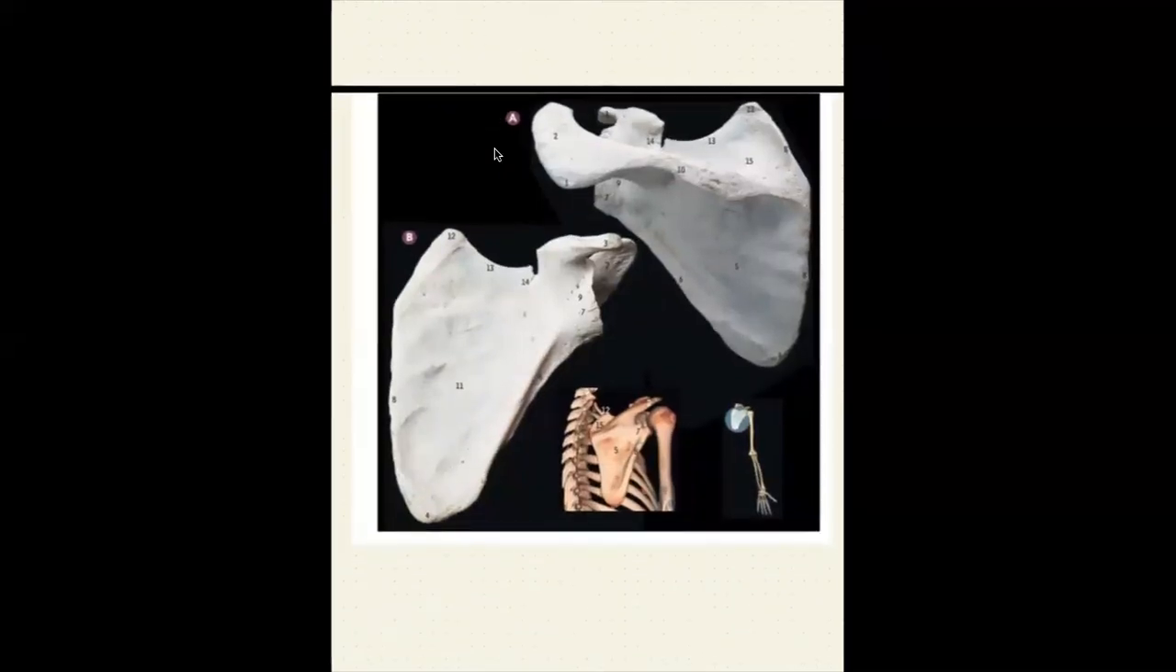Would you tell me which muscle is attached to number 6? This is the ventral surface and the lateral border, right? Okay, this is the lateral border. So there will be the origin of the teres minor muscle.